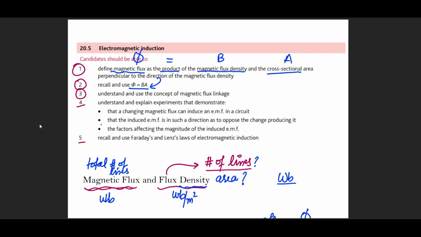Now let's try to understand the word linkage. Whenever you see linkage in any concept, at least in magnetism, you will realize that he's going to talk about the number of turns of a coil. And this will be represented by the letter N in the formula.